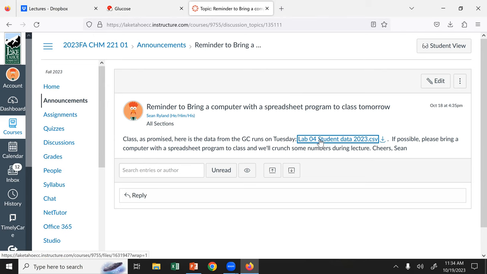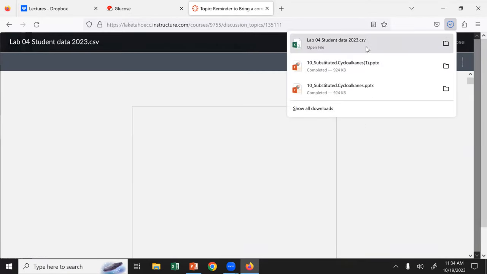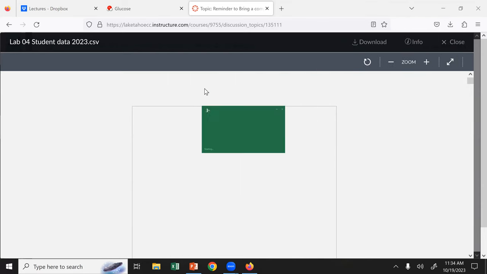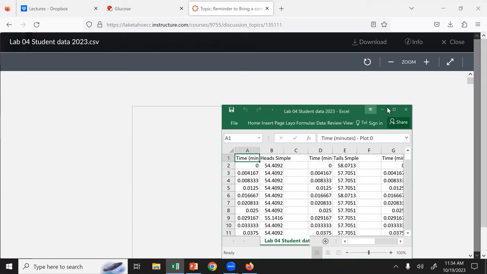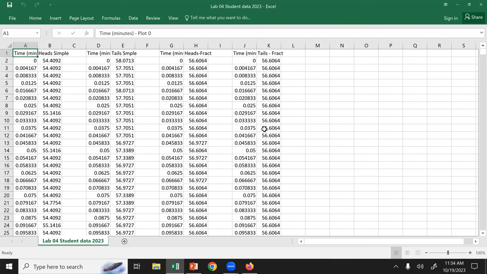All right, so here's the data. I pulled it out as a CSV to get rid of any formulas that are in there, so it's just the raw numbers. Any spreadsheet program should be able to open a CSV without any issues. You might have to download it to your desktop and then click open if you're using Sheets, but that should work.